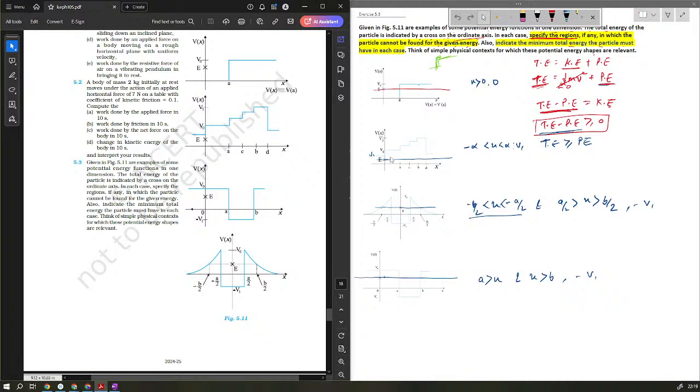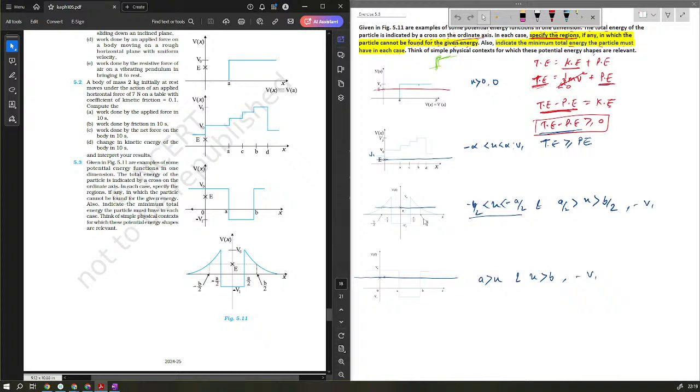In the second case we have a step curve. Again in this case we will apply the same rule: if the potential energy is greater than the total energy, we can say that the particle can't be found over there. And since in this case, from minus infinity to plus infinity, the potential energy is higher than the total energy, again the particle can't be found at any of the points over here.